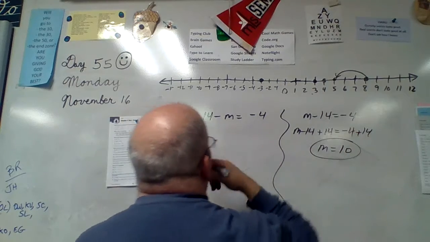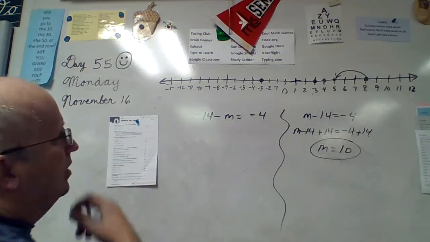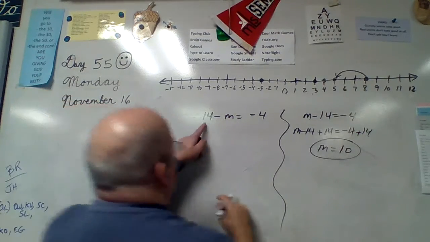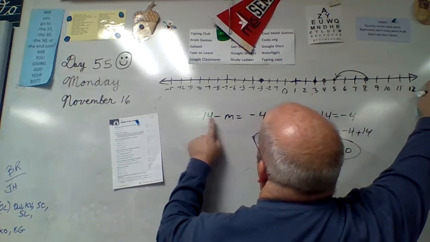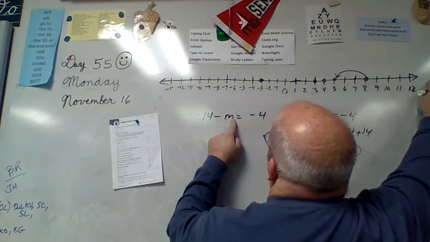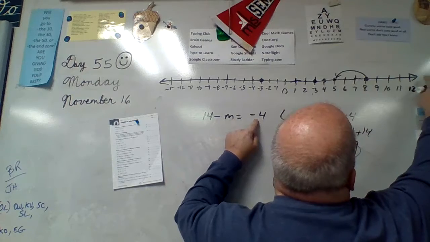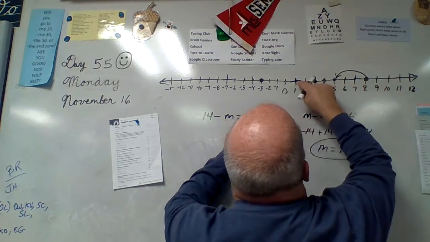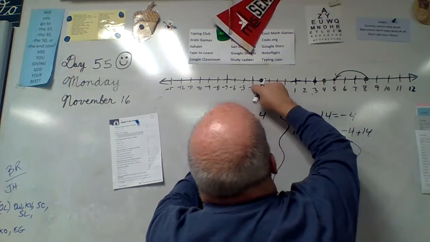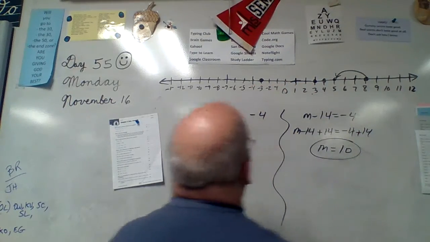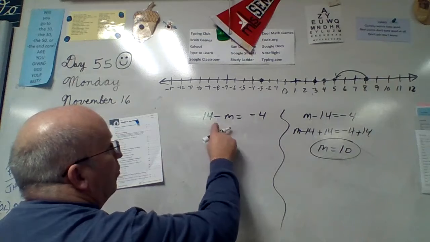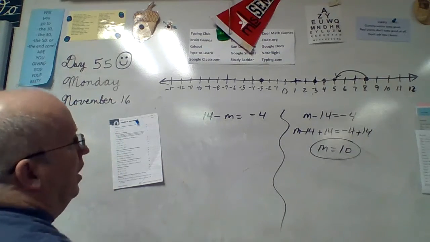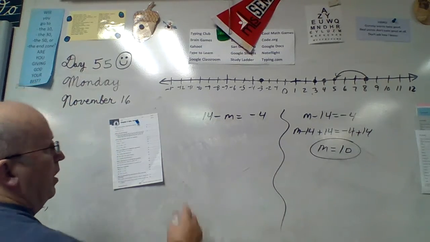But can we still do that here? I don't know if we can. If I'm at 14, which is way out here, what number do I have to take away from it to get to negative 4? 1, 2, 3, 4, 5, 6, 10, 11, 12, 13, 14, 15, 16, 17, 18. I have to subtract 18 from this 14 to get to negative 4. But how in the world do we do that as a math problem?